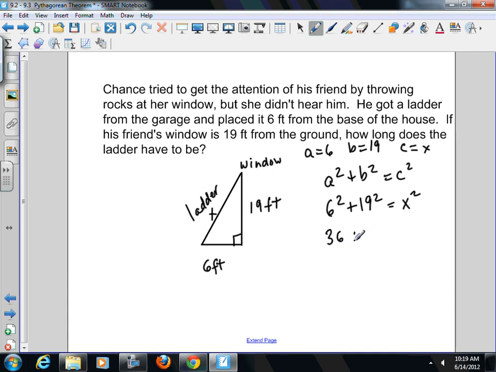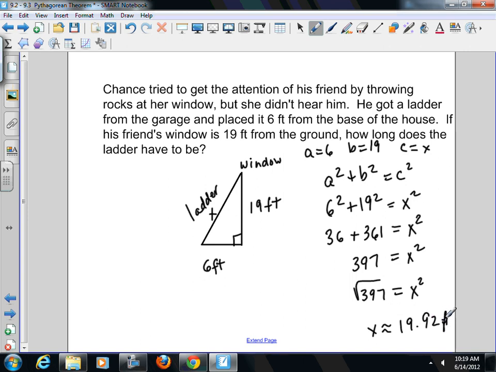So we have 36 plus 361 equals x squared, which gives us 397 equal to x squared. And then we have to take the square root of 397. And if we round that to the nearest hundredth, we have that x is equal to approximately 19.92 feet. So the ladder is going to have to be at least 19.92 feet long to reach the window.